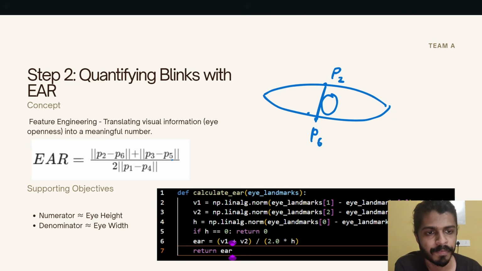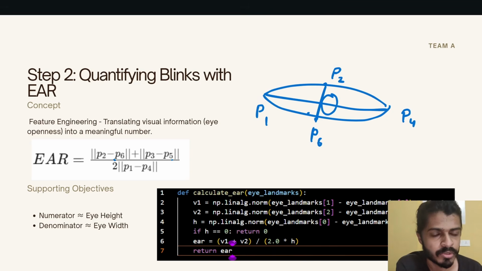P3 and P5 represent the height of the other part of the eye. We find the average of both of the heights and divide it by the width of the eye. How do we find the width of the eye? This is the P1 and this is the P4 landmark. We find the Euclidean distance between P1 and P4, put it here, and we get the EAR. And this is the code to calculate EAR.